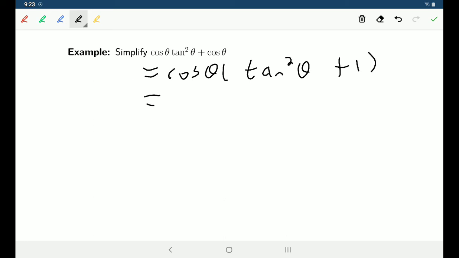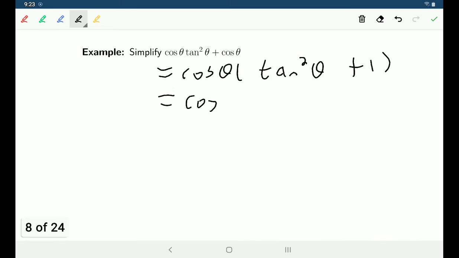And at that point, hopefully bells are going off in your head. You're thinking tangent squared plus 1. That is the same thing, of course, as secant squared. That's that Pythagorean identity from before. Secant squared theta is tangent squared plus 1.